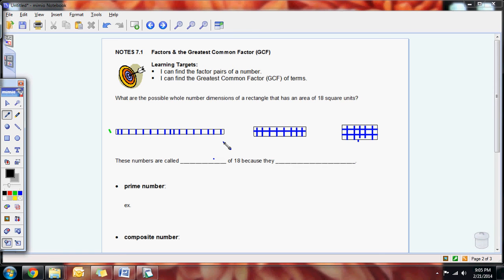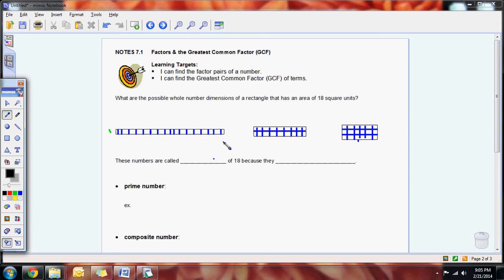Okay, so we're going to kick off our chapter 7 with how to find factors and how to find the greatest common factor of different terms. This is something that in pre-algebra you spent a whole entire unit doing, and now we're just going to kind of briefly touch up on it, remember it, and then move on to something brand new for you guys.